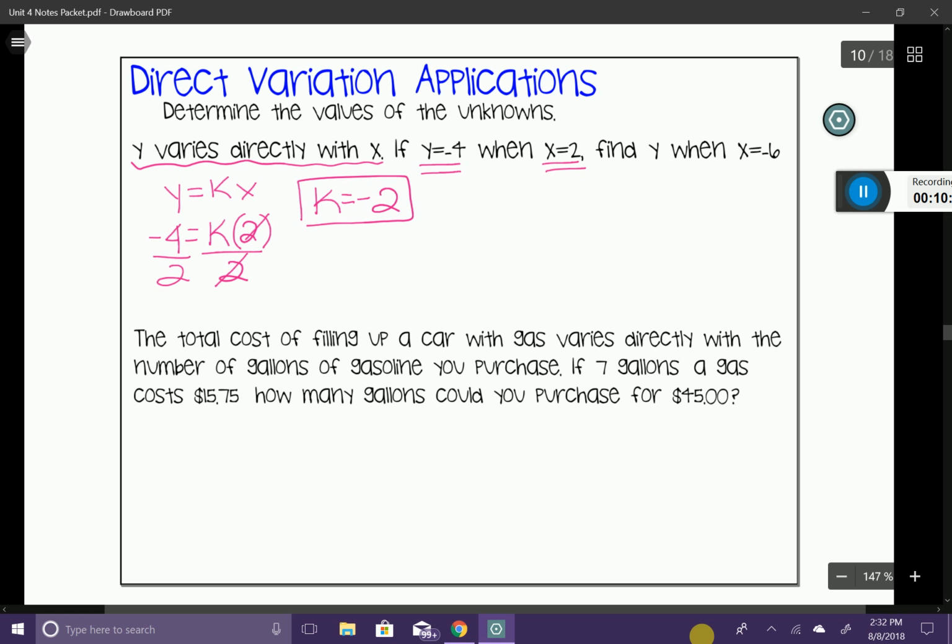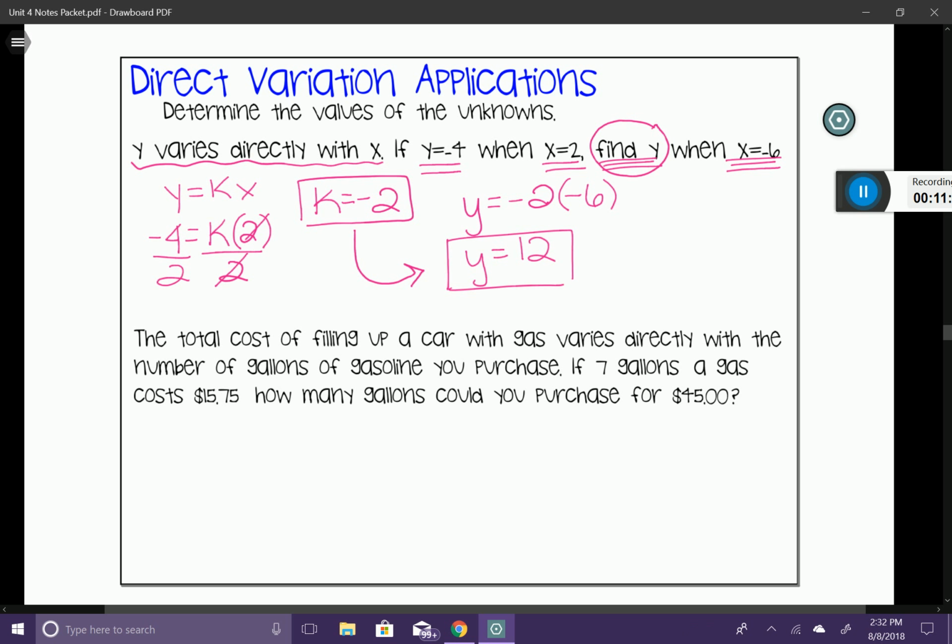Now what I want to do is use this k value and find my missing information. It says now find y when x equals -6. So I want to find y when my k value is -2 and my x value is -6. So I just substituted my new givens to find my new unknown of 12. Now y equals 12 is the answer to my question because the original question was saying find y. And there it is.